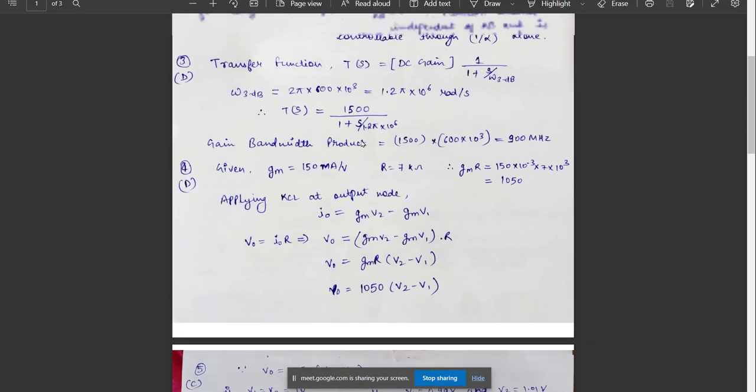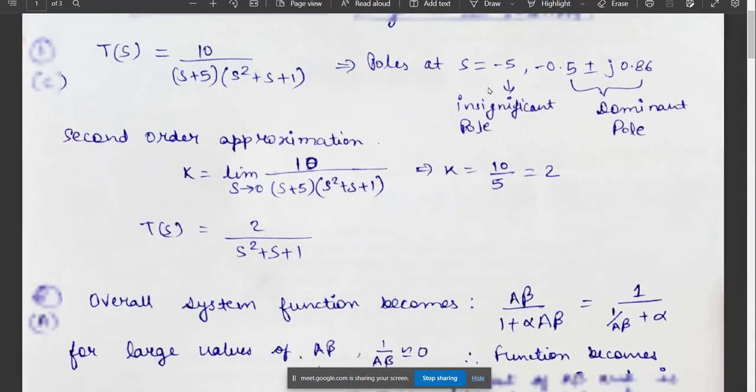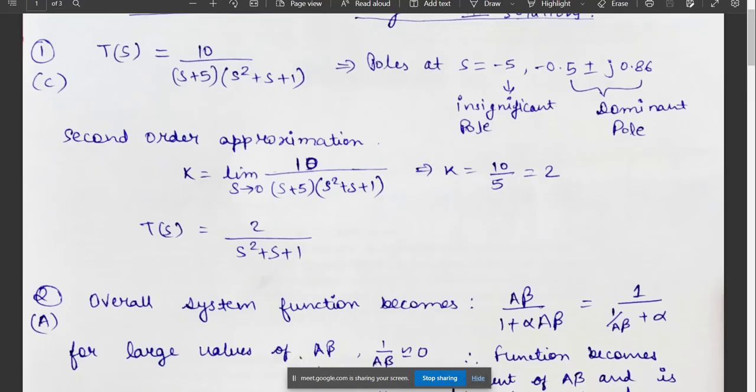Okay, so let's try to solve this one. We know the transfer function, right? The transfer function is equal to 10 upon (s + 5)(s² + s + 1). So the poles here are at s = -5, and another pair of poles at -0.5 ± j0.86. You got till here? Any doubt? No, ma'am. Okay.